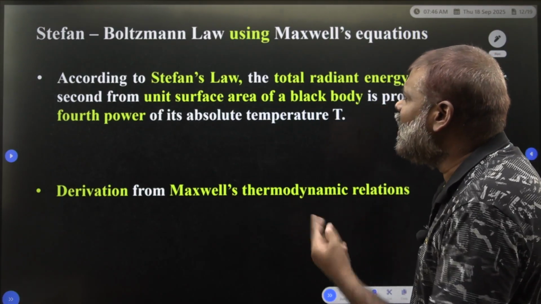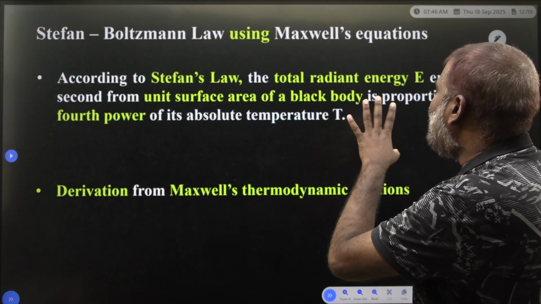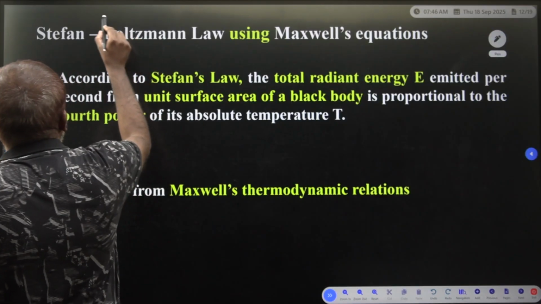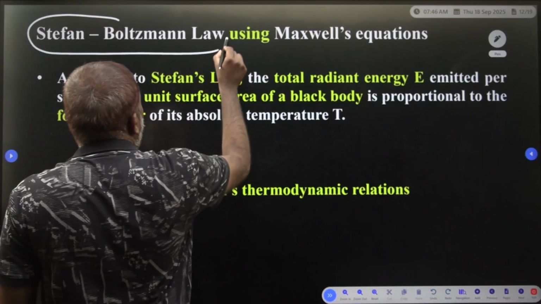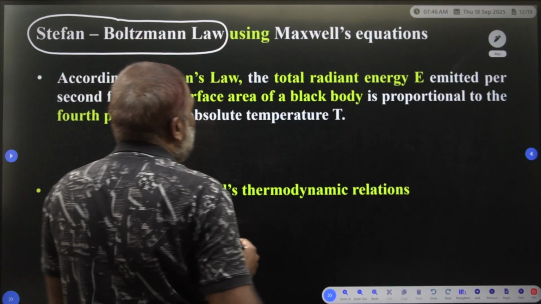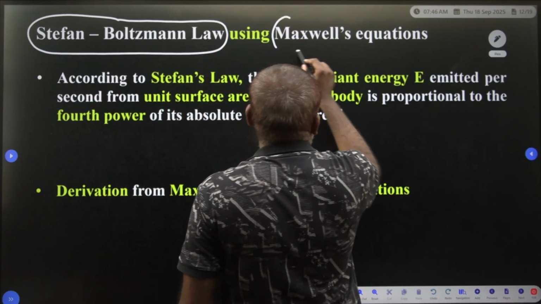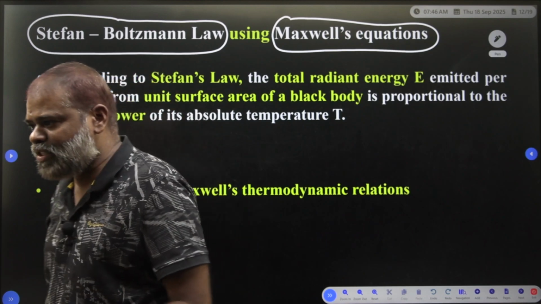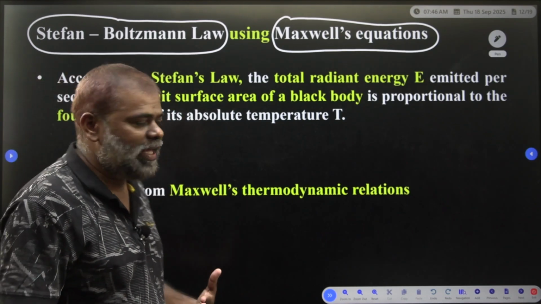Now the Stefan-Boltzmann law, using the Maxwell equations. Stefan-Boltzmann law we are going to derive by using the Maxwell equations. How are we going to derive it? You have to see here.